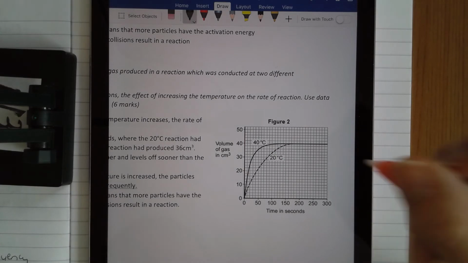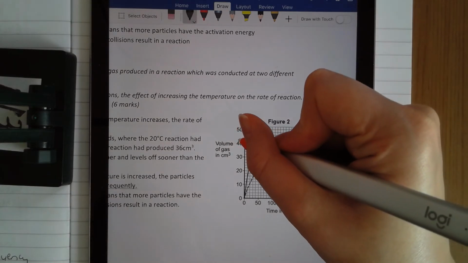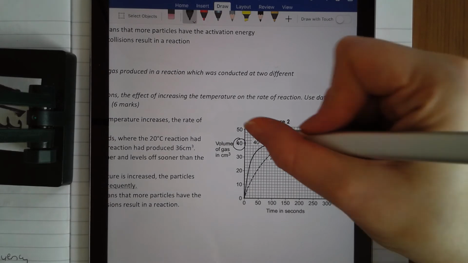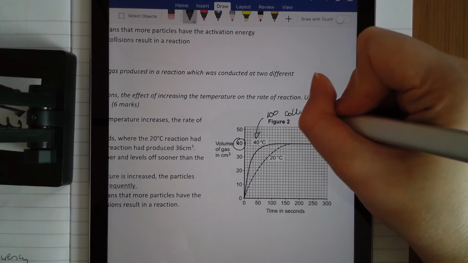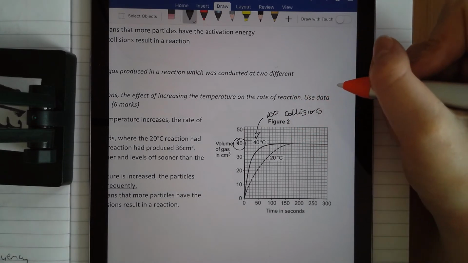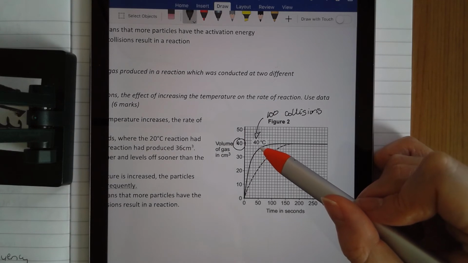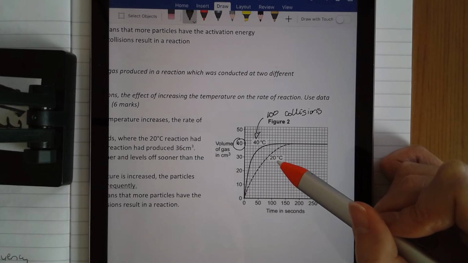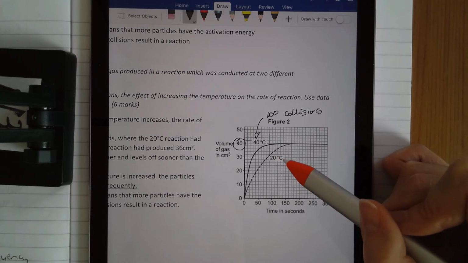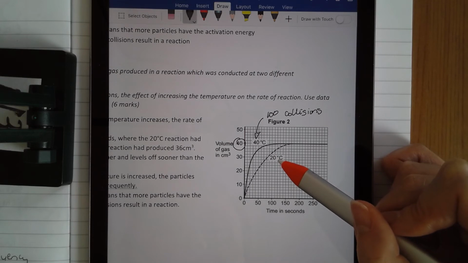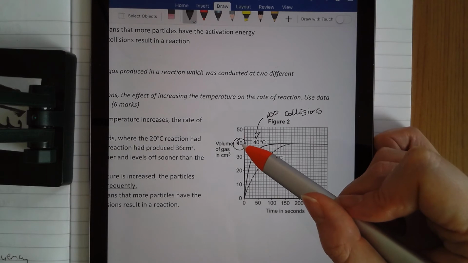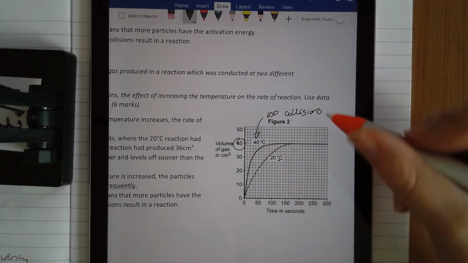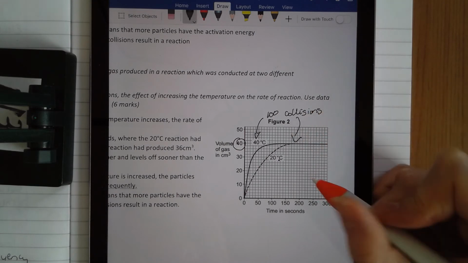Okay, let's just say for argument's sake that in order to make this 40 centimeters cubed of gas, which is how much you're making, that required 100 collisions between the reacting molecules. You will see that at 40 degrees Celsius, those 100 collisions happened faster than at 20 degrees Celsius. But even though it took longer at 20 degrees Celsius, you did still end up with 40 centimeters cubed of gas. And if you're ending up with 40 centimeters cubed, then those 100 collisions also took place at 20 degrees.